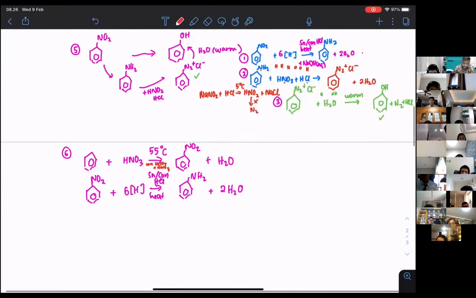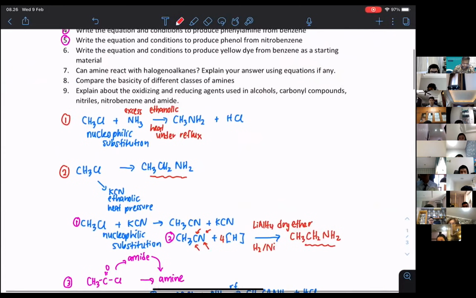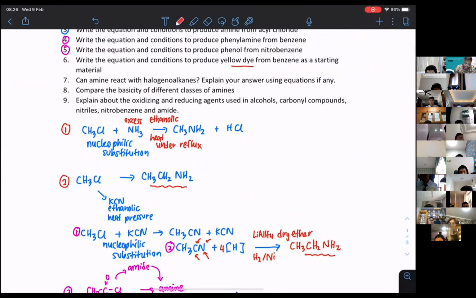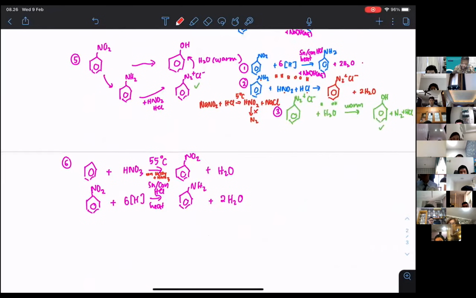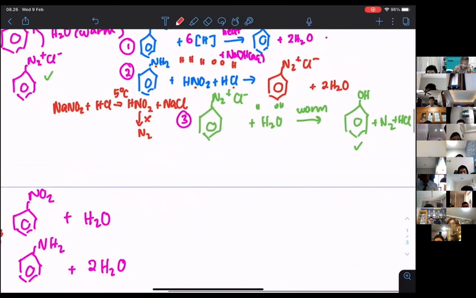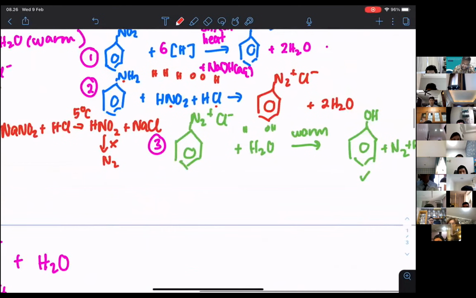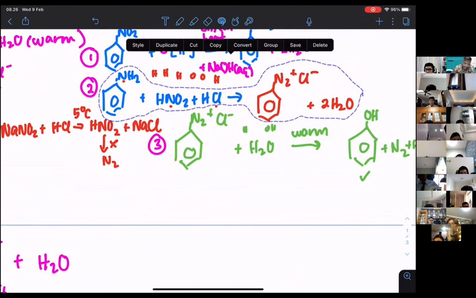So phenylamine. Now what we want to get is the yellow dye. So we still try to get this reaction. Let me take this one. We need this reaction.